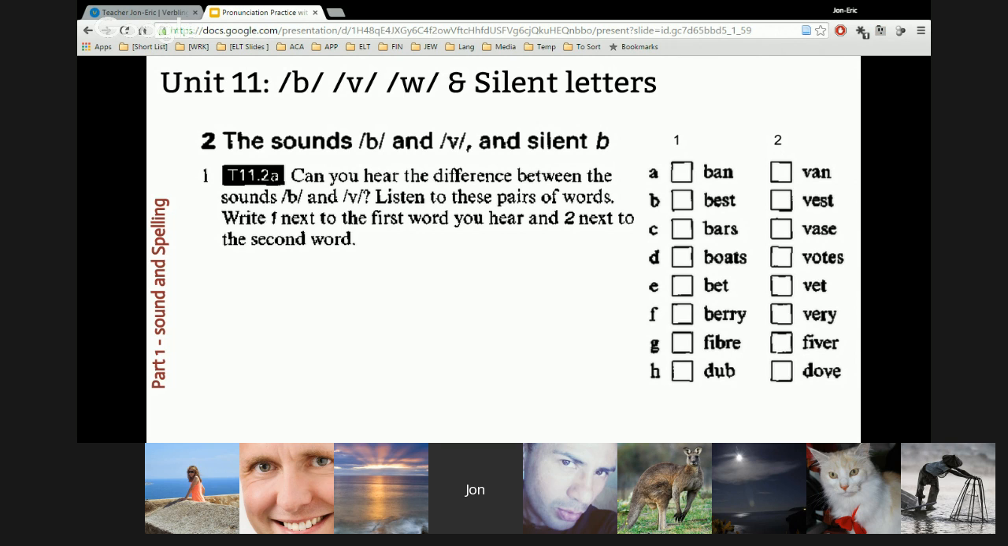Row D is going to be votes, boats. Again, votes, boats. Class? 2-1. Okay, so far so good. E is going to be bet, vet. Again, bet, vet. 1-2. Okay. Row F. Very, berry. Very, berry. 1-2. Okay, so I think you can all hear the difference.